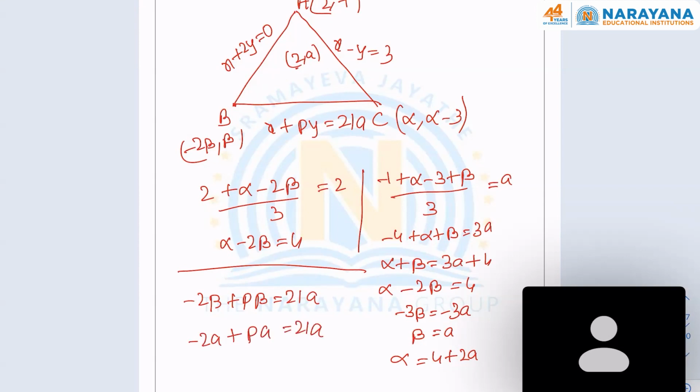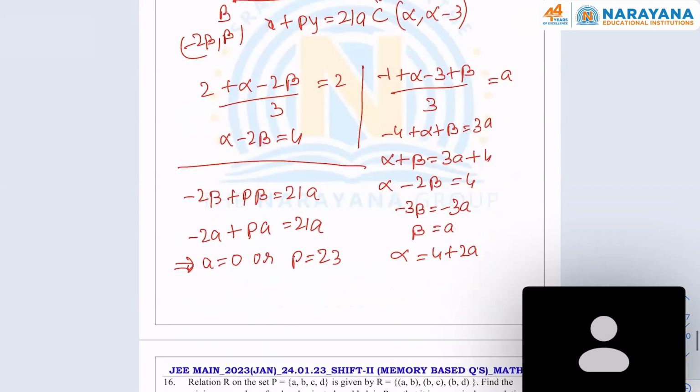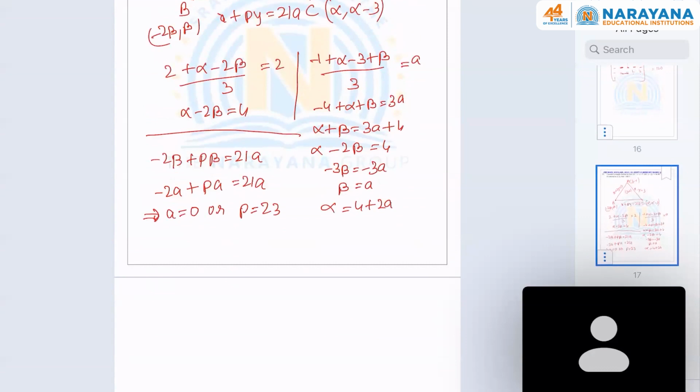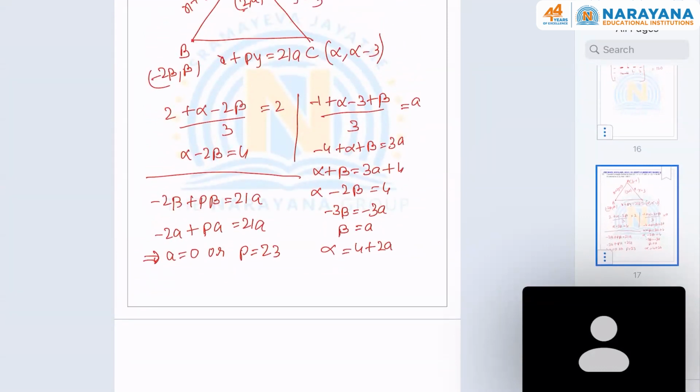So here either a is equal to 0 or p is equal to 23. We are getting two cases. Either a is equal to 0 or p is equal to 23. Similarly, I will substitute the point C in the equation of the line BC. So alpha plus p into alpha minus 3 is equal to 21a.